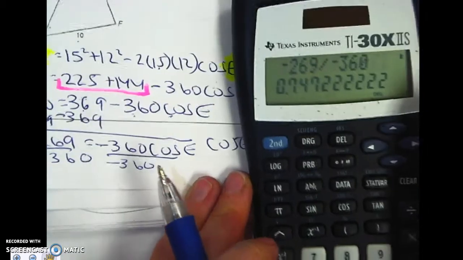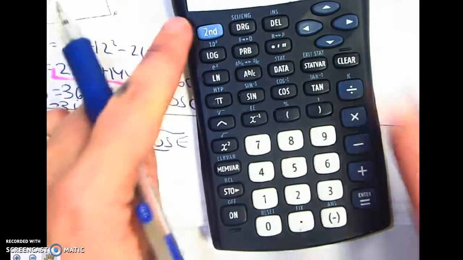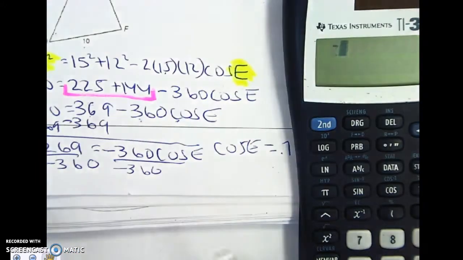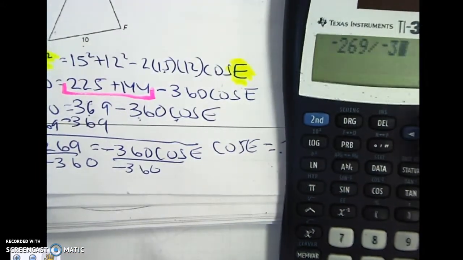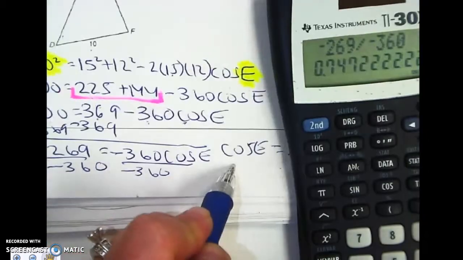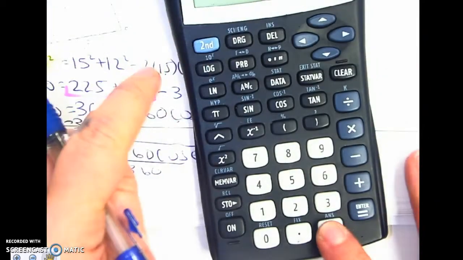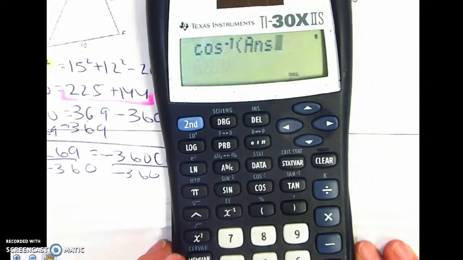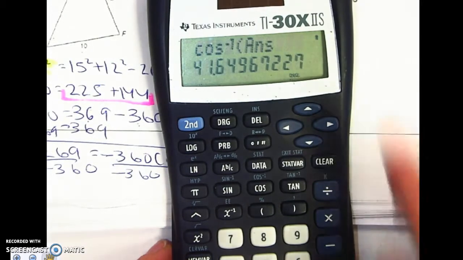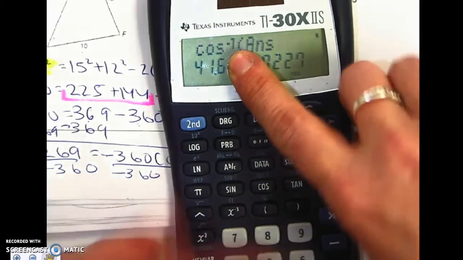But keep this answer. So now I'm going to go second answer. Oh, shoot, now I got to do it again. Sorry. Okay, so now I'm going to go inverse cosine of this answer. So I'm going to go second cosine of second answer, and I get 41.6. They asked me to round to the nearest tenth, so it's 41.6 degrees.